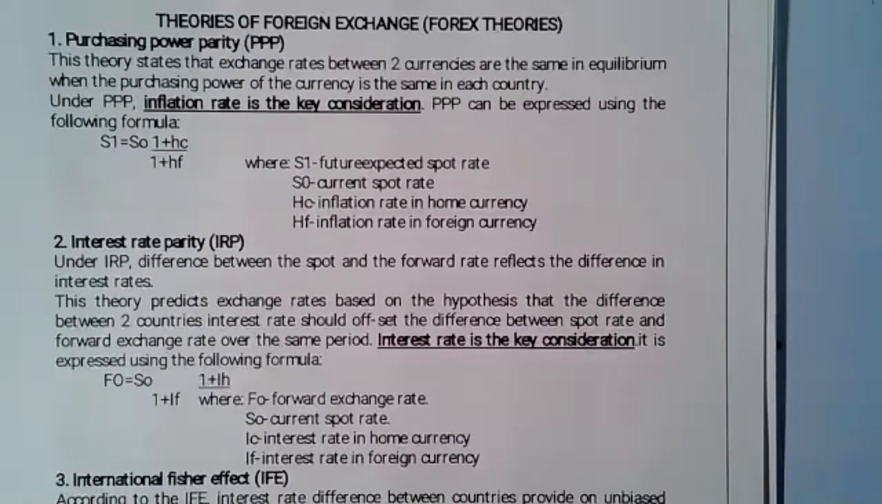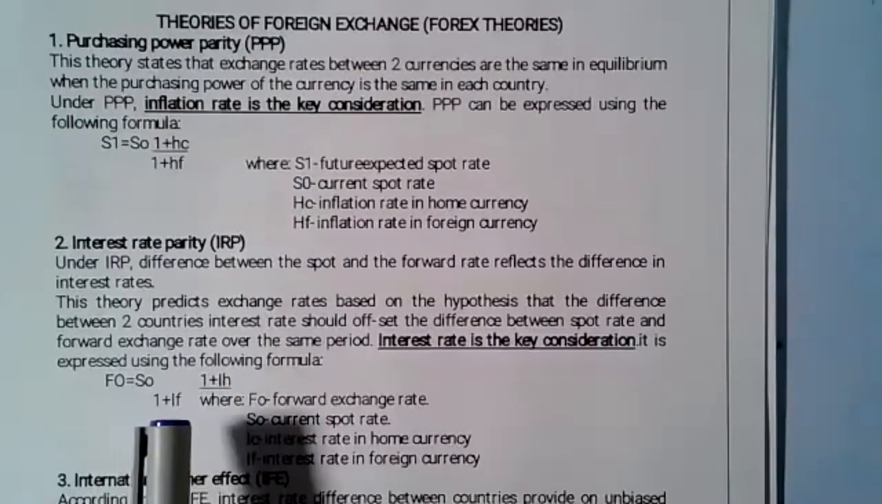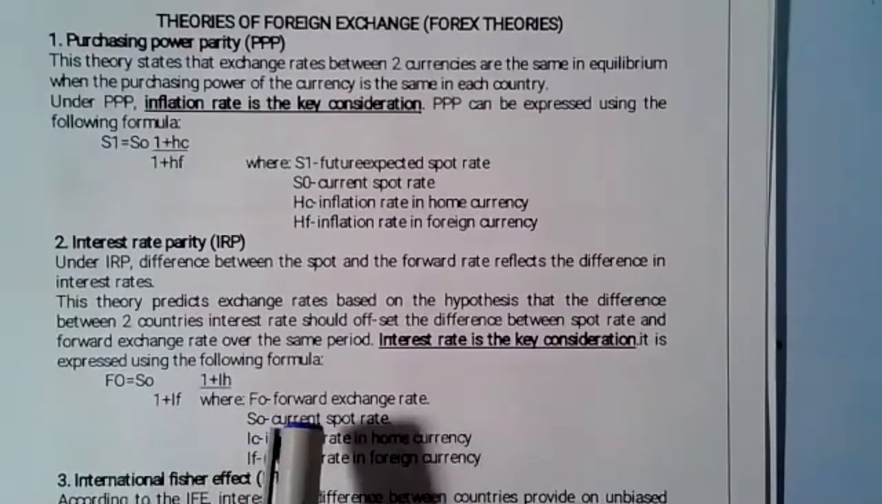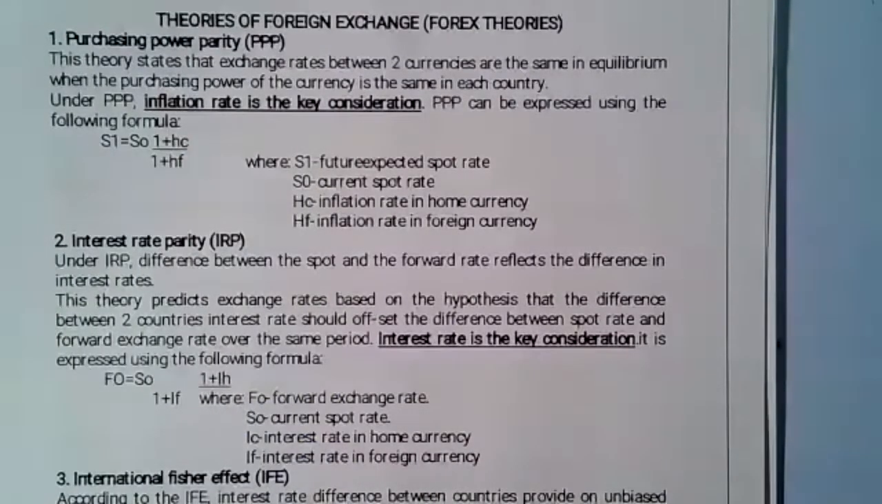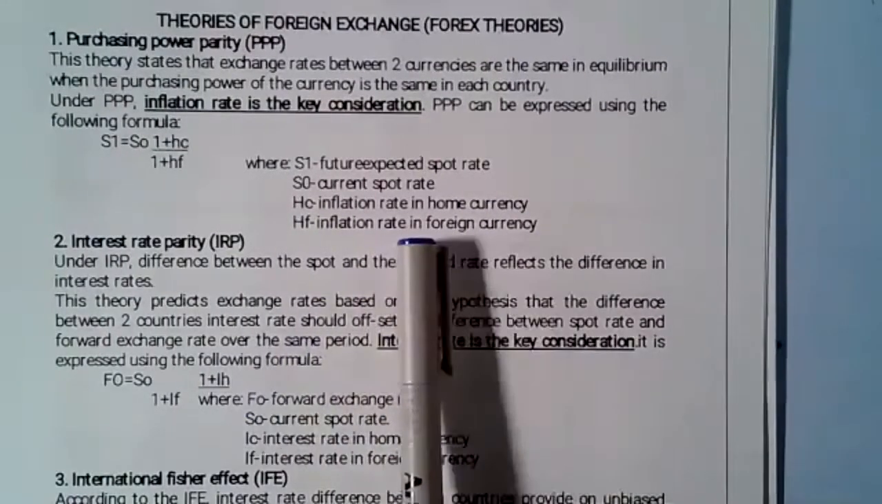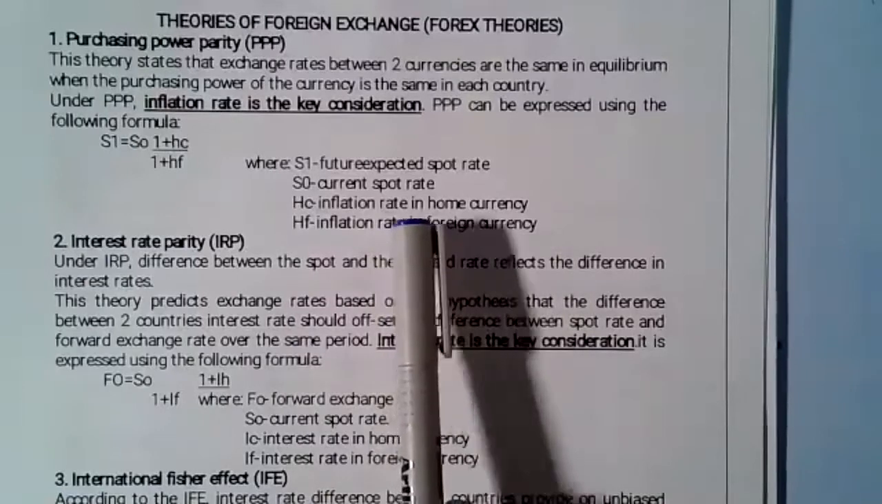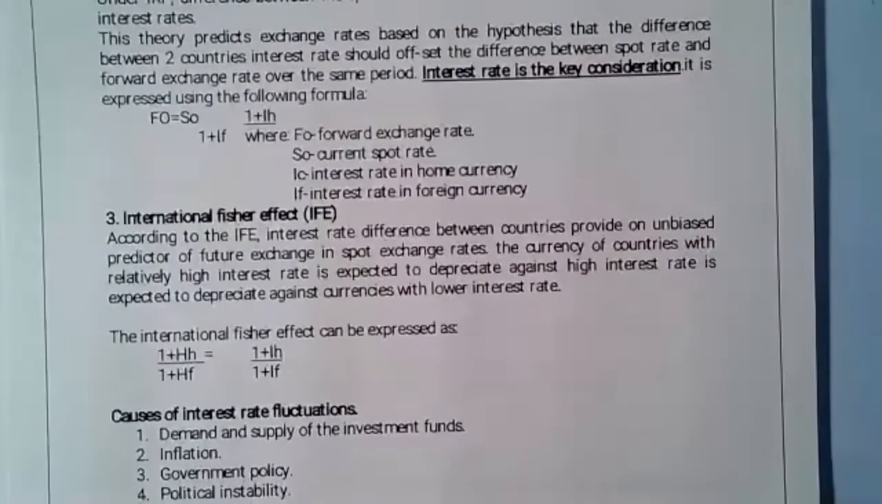How do we compute that? In this case, to get F0, which is the forward exchange rate, you take S0 times (1 plus interest rate in the home currency), you divide by (1 plus interest rate in the foreign currency). So the formulas are kind of the same. The difference is that for the purchasing power parity, you'll be considering the inflation rate, but for the interest rate parity, you'll be considering the interest rate. And then we have what we call the international Fisher effect.